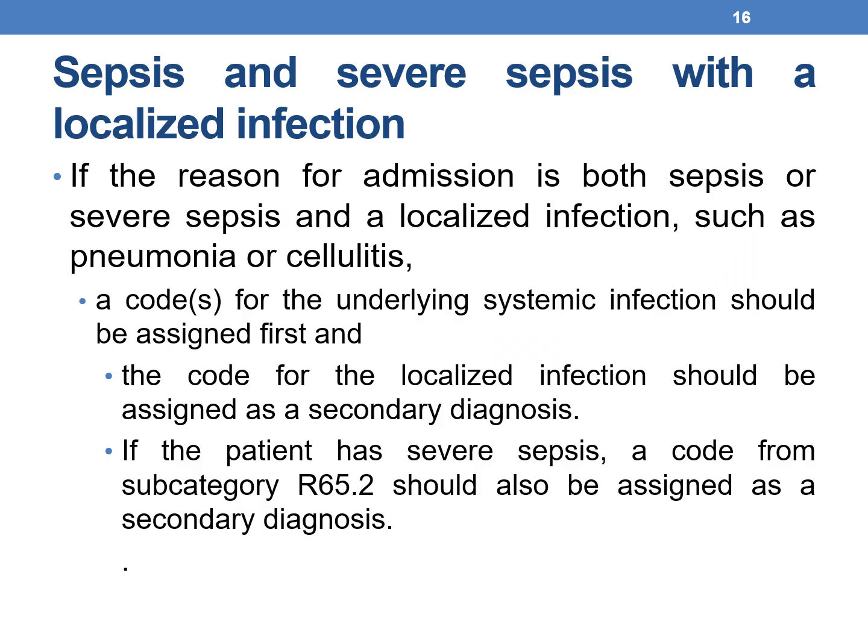Now coming to sepsis and severe sepsis with a localized infection. This is the next scenario. If the reason for admission is both sepsis or severe sepsis and a localized infection such as pneumonia or cellulitis, a code from the underlying systemic infection should be assigned first. That is, sepsis should be assigned first. Code from localized infection should be assigned as SDX. And if the patient has severe sepsis, a code from subcategory R65.2 should also be assigned as SDX.